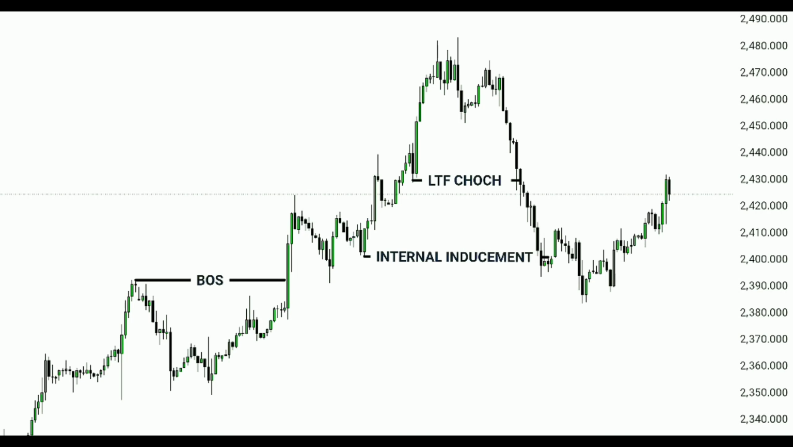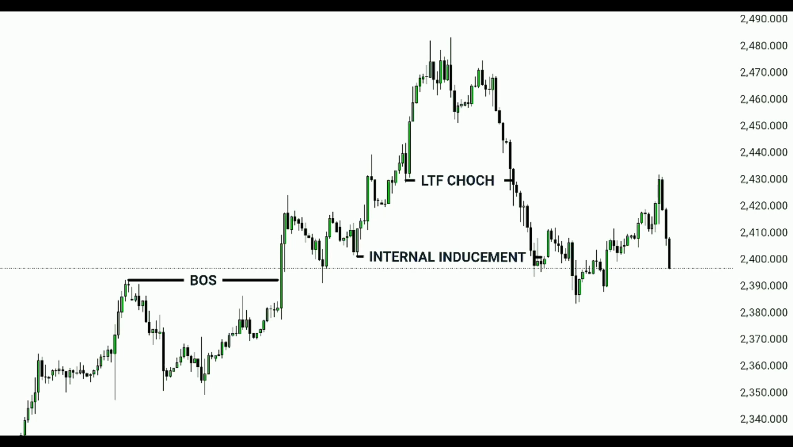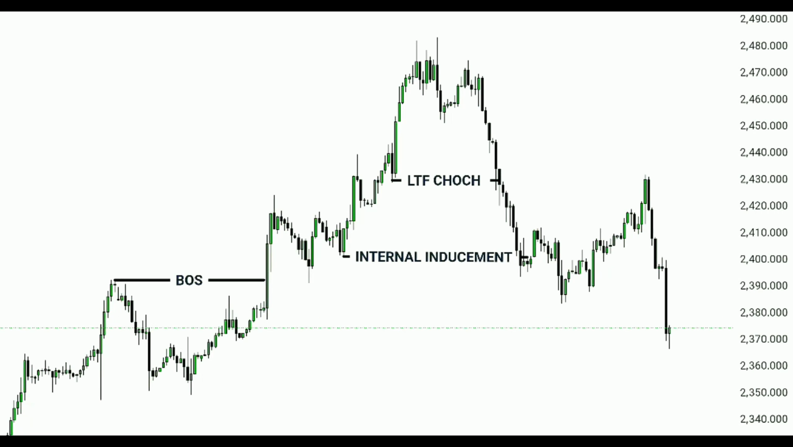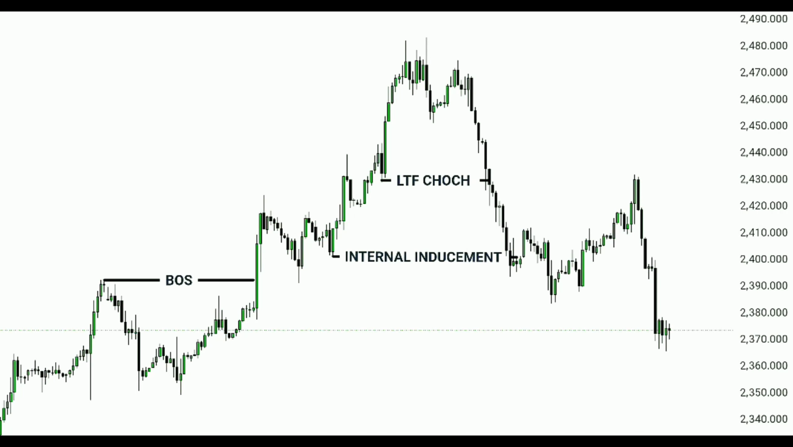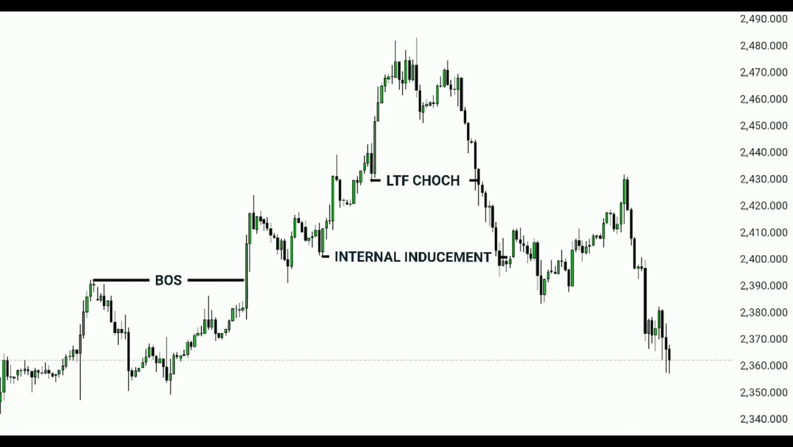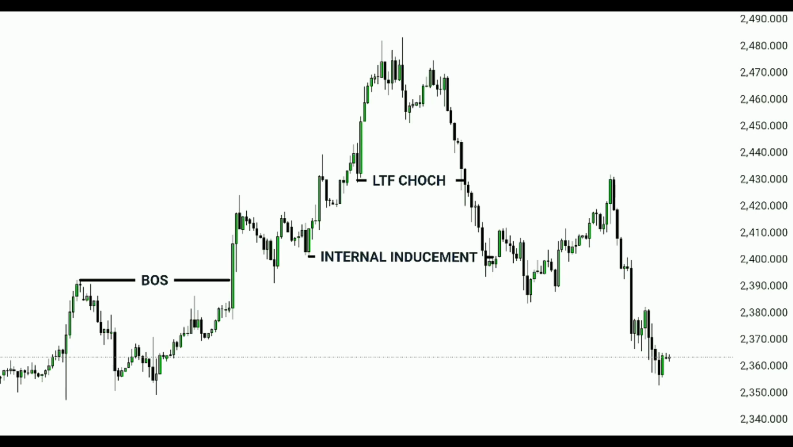For beginners, it is important to understand that not every pullback means continuation. Sometimes the market moves slightly against the main direction just to grab liquidity. Recognizing internal inducement helps you avoid entering too early and understand how the market prepares for a bigger move.